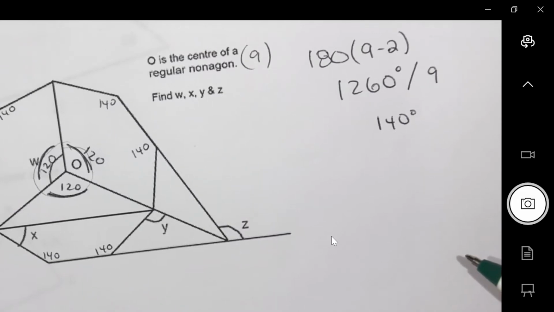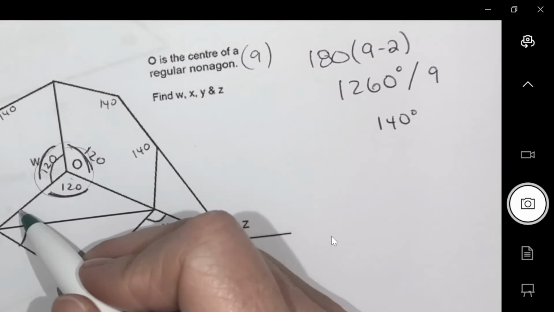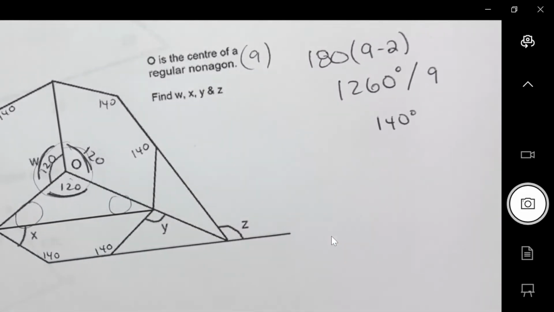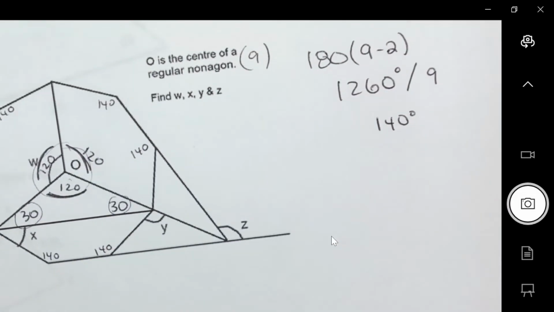Okay, so let's see what else we can get here. Let's go 120. Can you get me the two corners of that triangle? So 180 minus 120. So that should be 60. And then you've got to cut the 60 in half. So each one is 30.